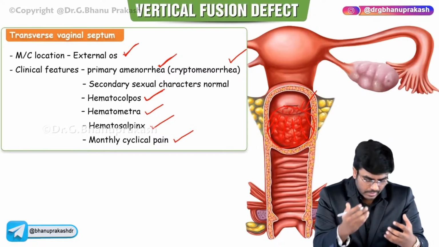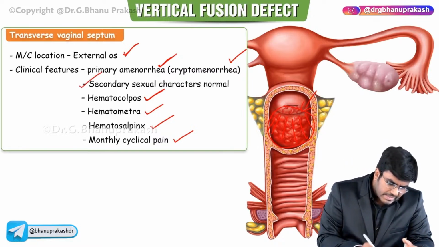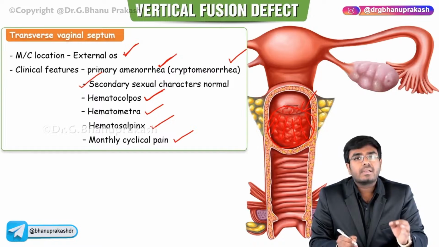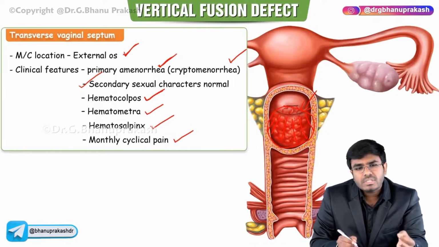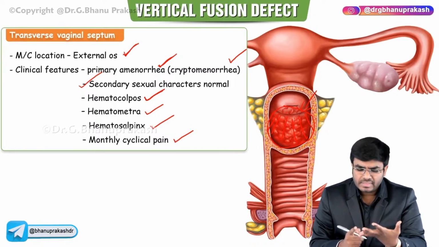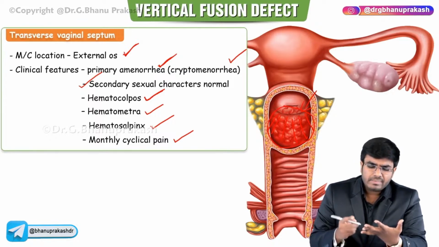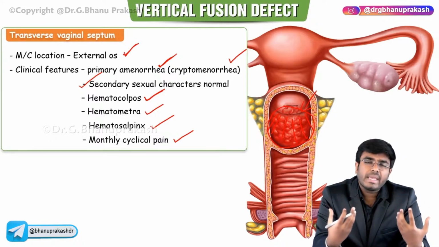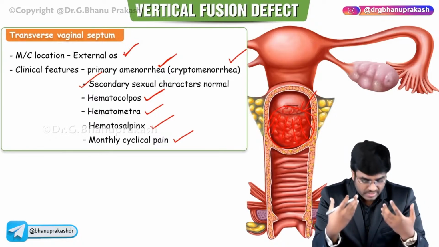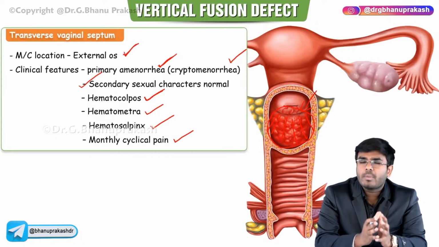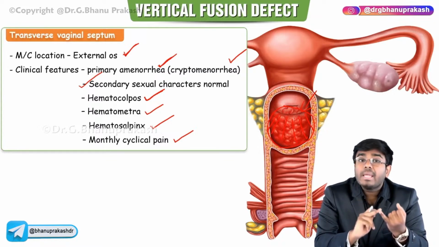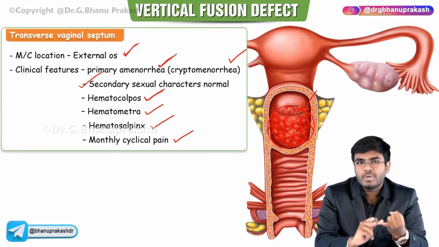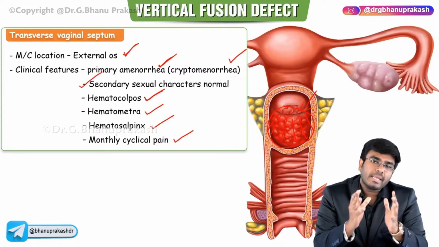That's the problem. Now, what about the secondary sexual characters? Secondary sexual characters are absolutely normal. Why? Because normal estrogen production is there that causes the breast development, and even there are normal androgens in her that cause the pubic hair and axillary hair development. So, secondary sexual characters are absolutely normal. How is she going to present? Primary amenorrhea. She has had puberty, but she hasn't started her menarche. This is going to be the primary complaint.